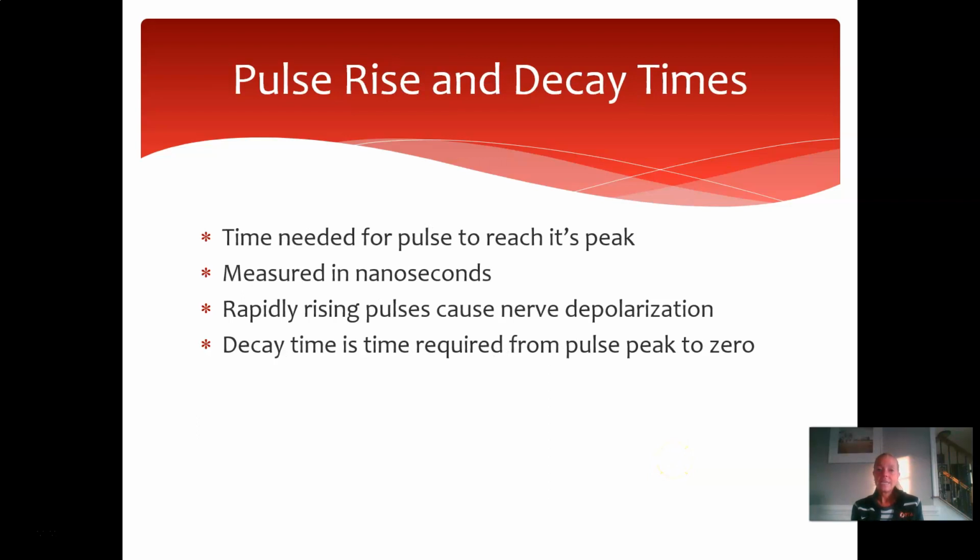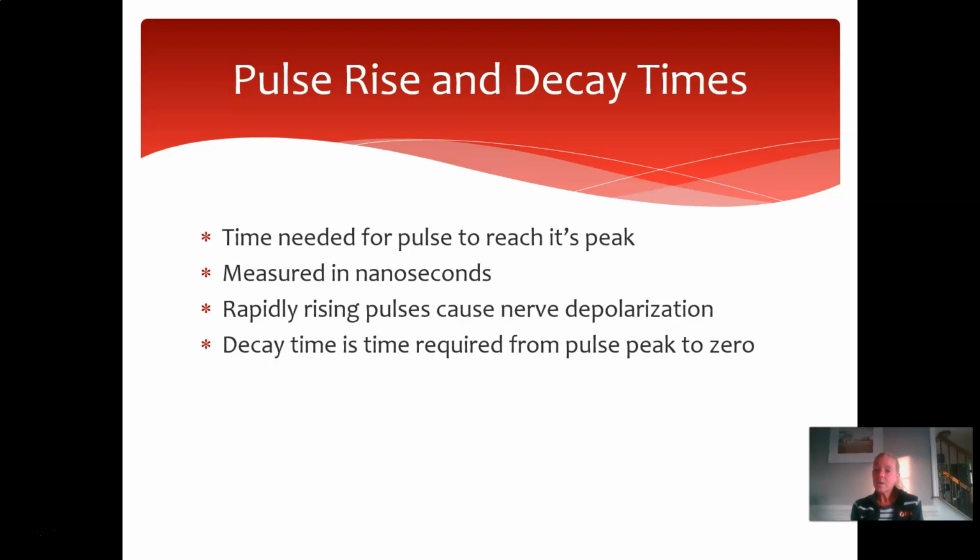Pulse rise and decay times. This is the time that is needed for a pulse to reach its peak. So a pulse might go very quickly from 0 up to its peak, or it might sort of ramp up a little bit more slowly. But that's just going to be its rise time. It's measured in nanoseconds. This happens really, really quickly, right? This is typically something that's not perceived by the patient.